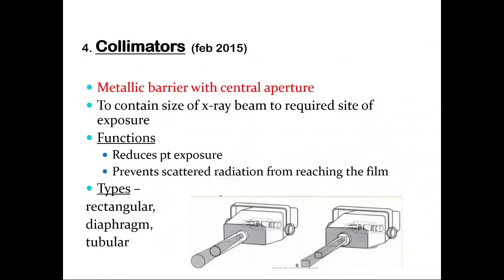Collimators, as I've already explained in the previous session, what are the collimators? Collimators are nothing other than a metallic barrier with a central aperture which helps to restrict or reshape the size of the X-ray beam. So it reduces the patient exposure and unwanted tissue irradiation is avoided. It helps to protect the patient from unwanted exposures. There are two types, tubular and rectangular, and even diaphragm types are there in collimators, and rectangular collimators are more preferable.